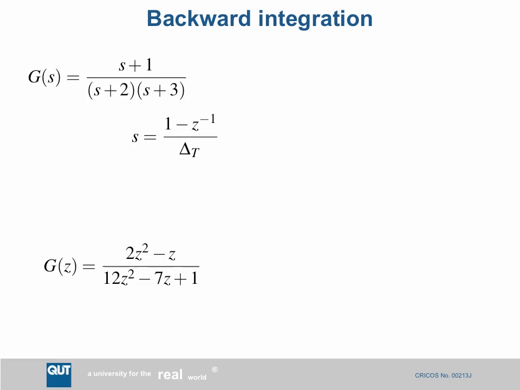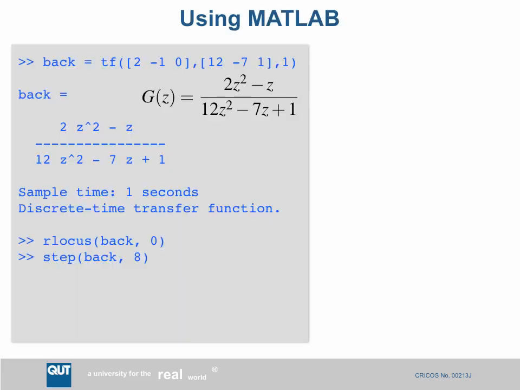So what we do is we substitute s equals (1 minus z to the minus 1) over delta t, do some arithmetic, and we get this expression here. So if you did this in the tute, you can check your answer. See if you agree with what I got. We can do the same thing in MATLAB. Or rather, we can express this transfer function in MATLAB.